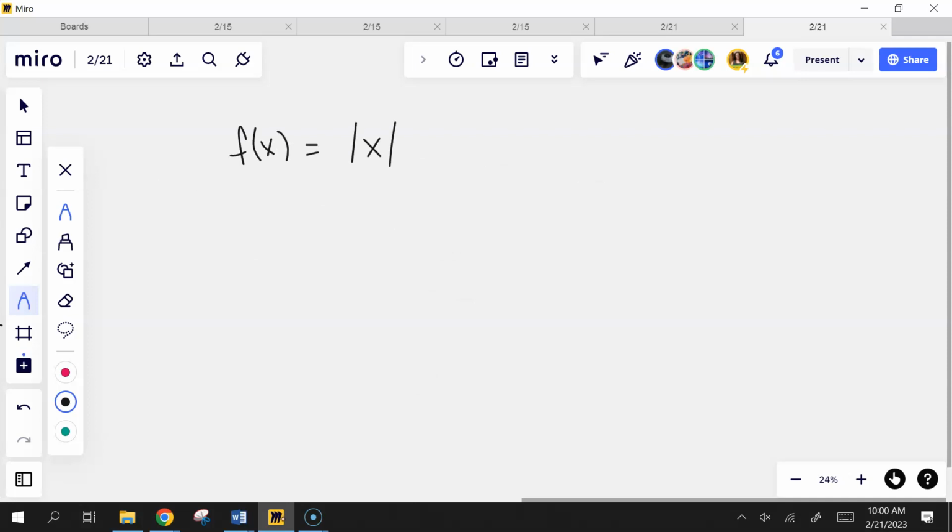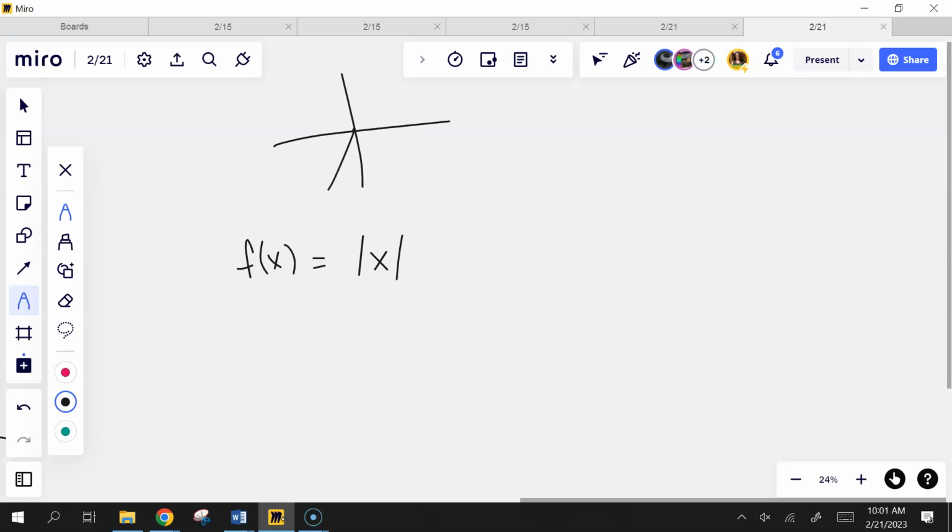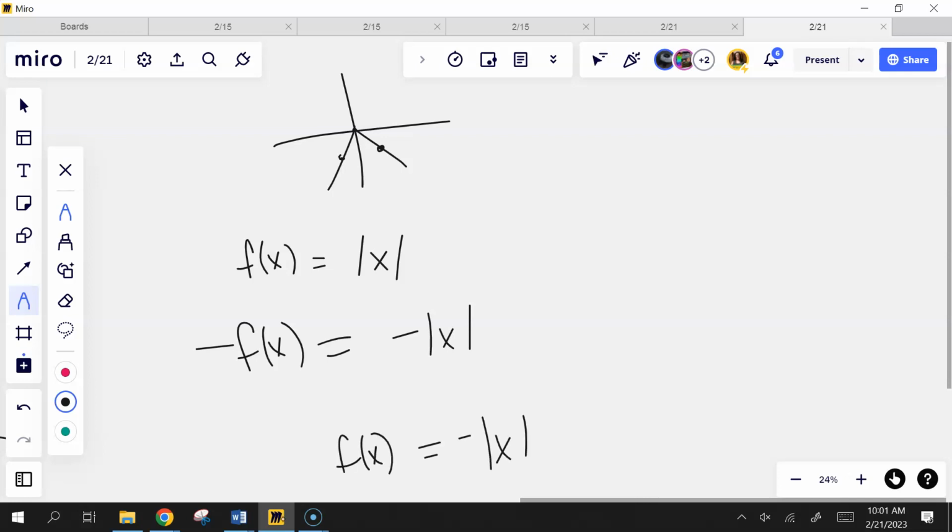This is my parent for that one, right? And it's going down this way. This was 1, 1, negative 1, negative 1. So if I want to do negative f of x because I know that's what's going on, right? To do that, I just throw a negative in front of this. So my equation would be f of x, my new equation, negative absolute value of x.